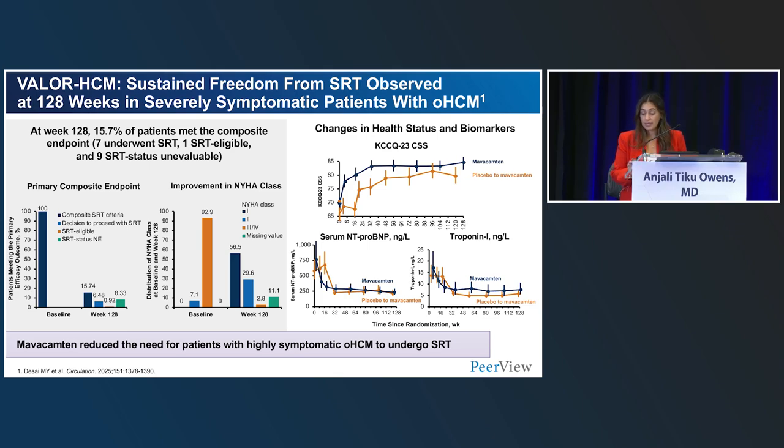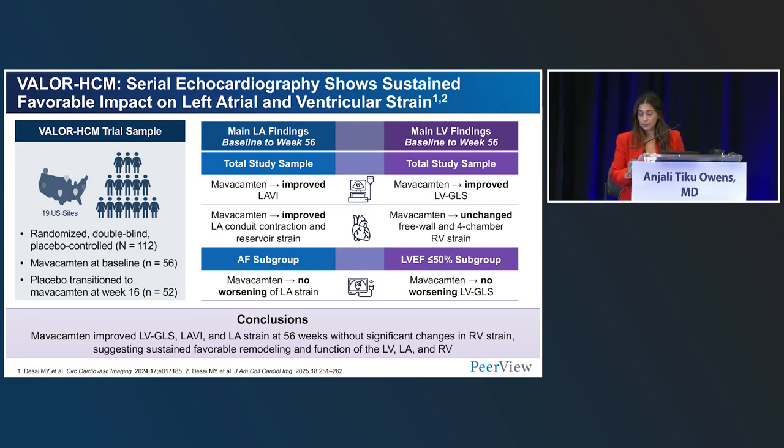And what we found is, yes, these are very durable results, not only with NYHA class improvement, but with biomarker improvement, improvement in quality of life, and not pictured here, improvement in gradients. So these are durable results. What else did the echoes show us from VALOR? Again, getting back to that question on disease modification. These were sicker patients who may have come in with a longer duration of disease, more severe disease. Was mavacamten able to impact those hearts?